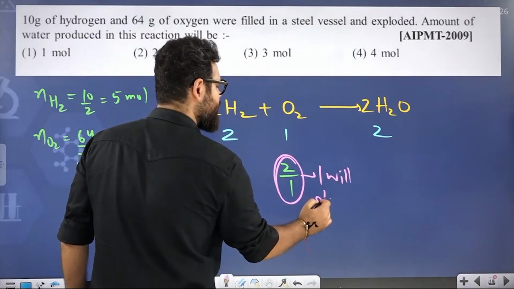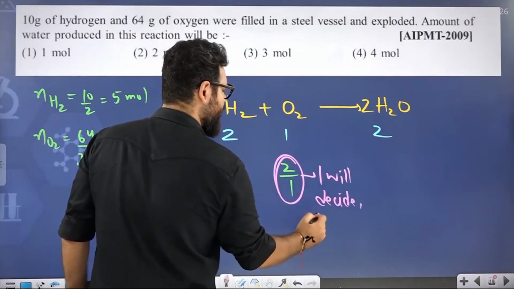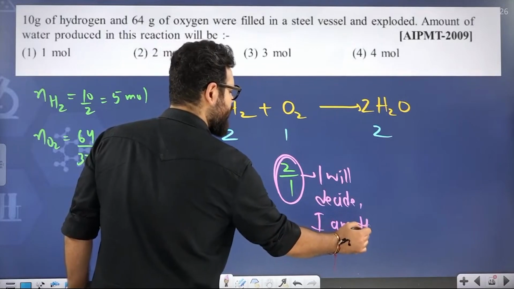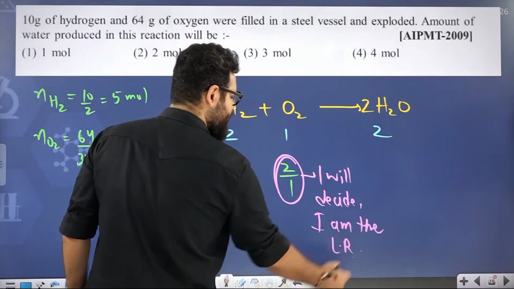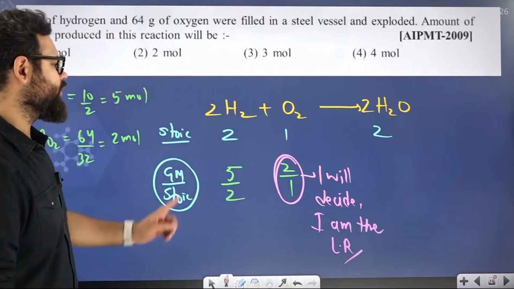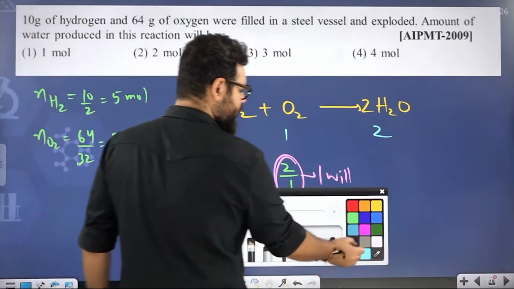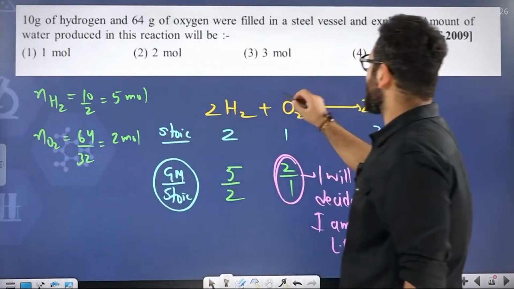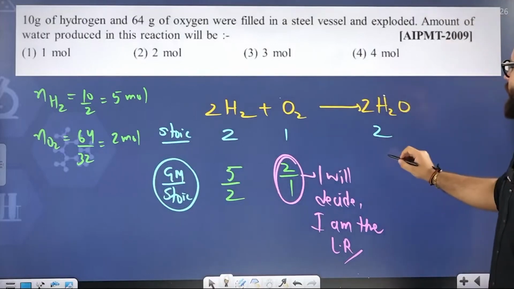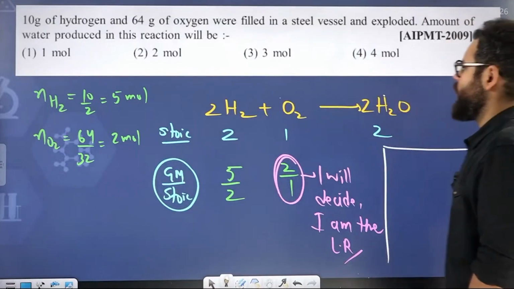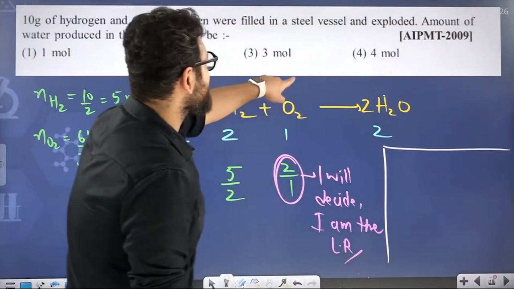I will decide. I am the limiting reagent. So oxygen will decide. That's all. Finished now. 1 mole oxygen gives 2 mole water. So I can say the full oxygen will get consumed.